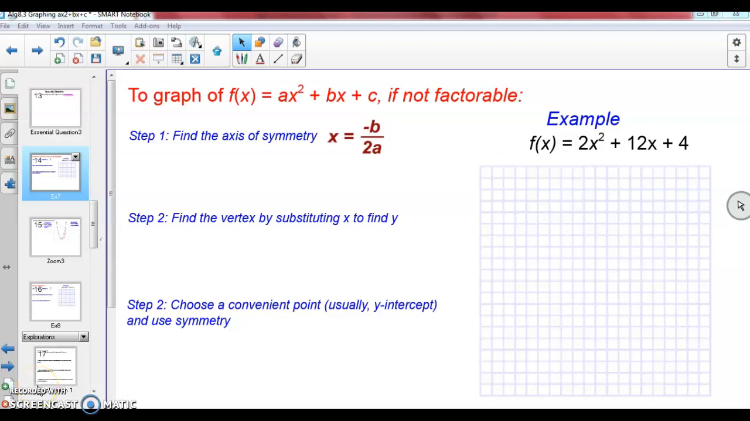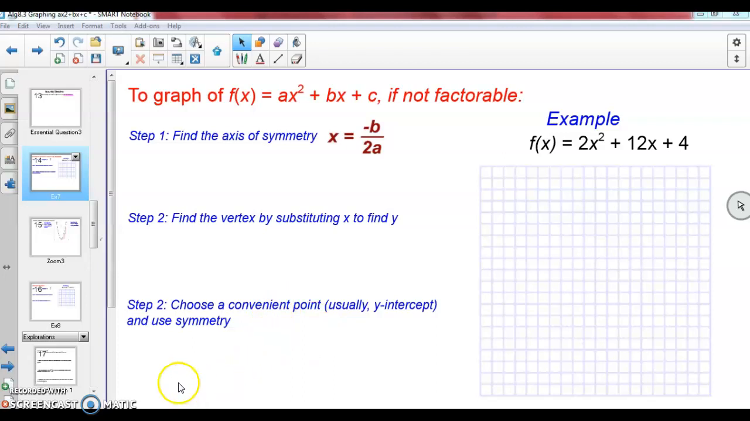Now, for this last screenshot, we'll loosen up a little bit. So what if I don't know how to factor? I forgot what GCF means. I don't know how to do the X method. So how can I graph a quadratic function?